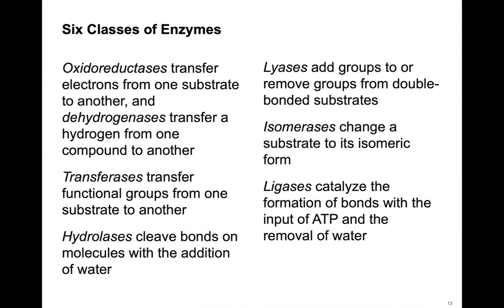Lyases will add groups or remove groups from double-bonded substrates. Isomerases will change a substrate to its isomeric form. And ligases will catalyze the formation of bonds with the input of ATP and the removal of water. Again, these are the six different classes of enzymes that we typically see associated with metabolic pathways.